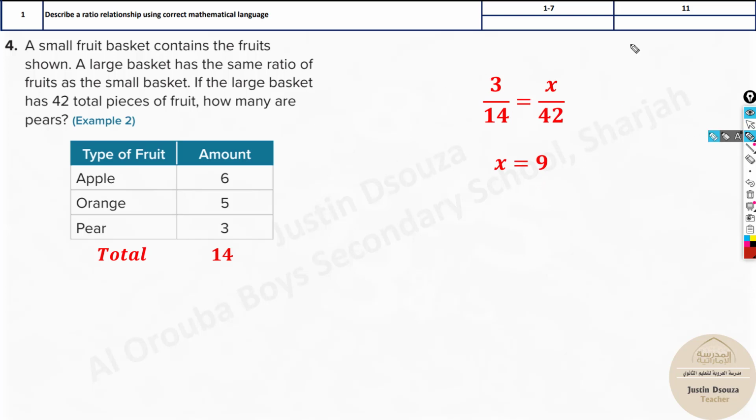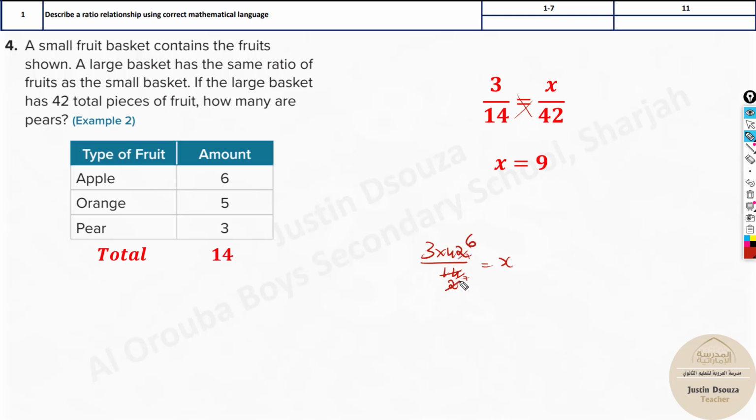I will just do the calculation part. When you cross multiply, you will get 3 into 42 divided by 14 equals x. Now, here I know the table of 7 goes in both, right? Yes, the 7 table goes, I got confused. 14 divided by 7 will give you 2, and 42 divided by 7 will give you 6.